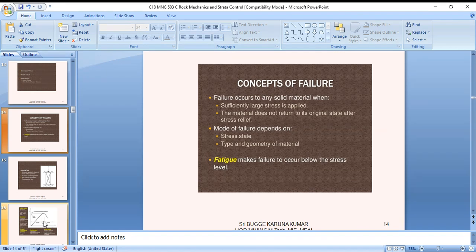Failure occurs in any solid material when sufficiently large stress is applied. The material does not return to its original state after the stress is relieved. The mode of failure depends on the stress state and the type and geometry of the material. Fatigue makes failure occur below the stress level.